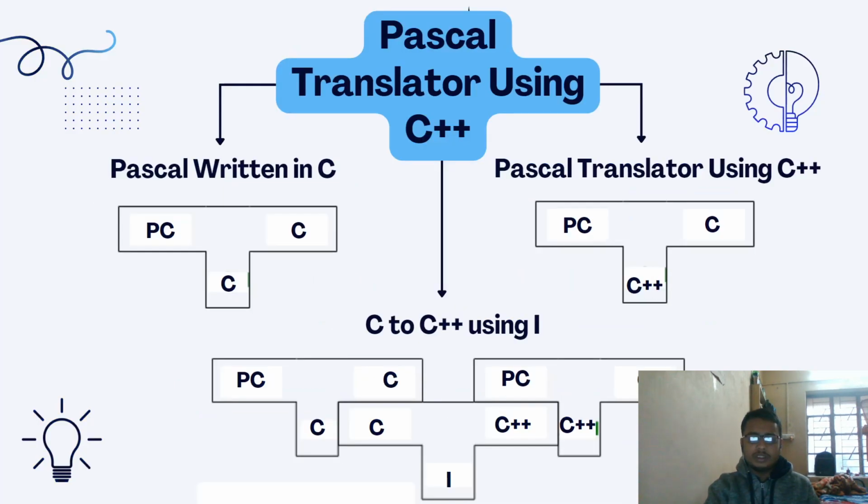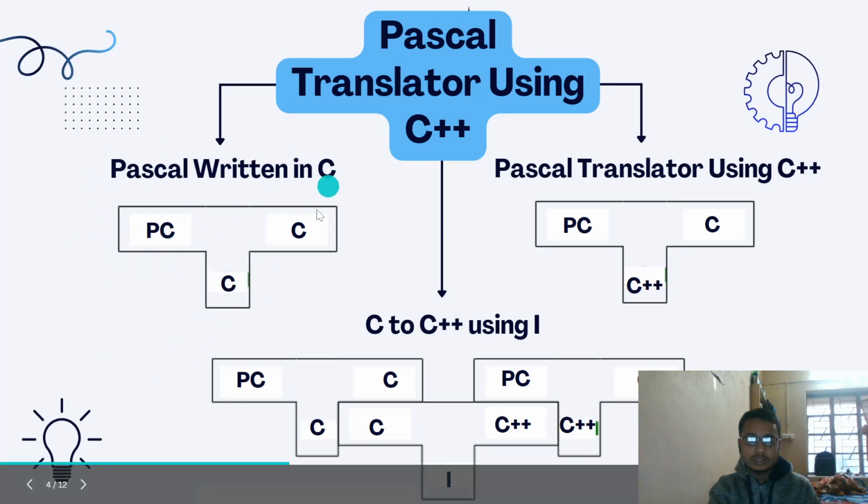Now, here we are going to take an example to get a better understanding of how it actually works. So we all know that the Pascal compiler is actually written in C language. So now what happened here? You can see that Pascal is converted into C language using the C language. Suppose C language is the final language. We need to convert C into C language. So we are using the C language compiler for converting it.